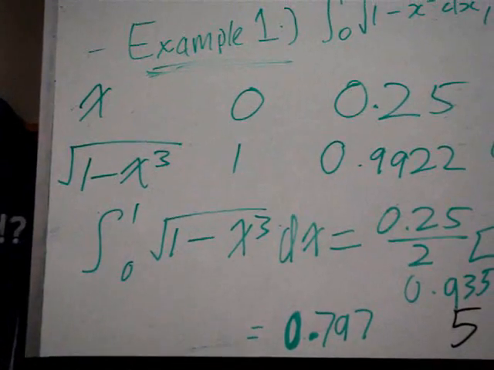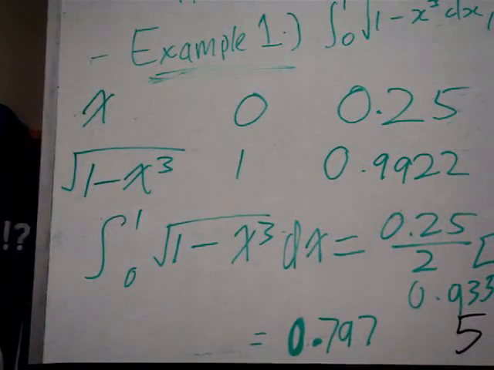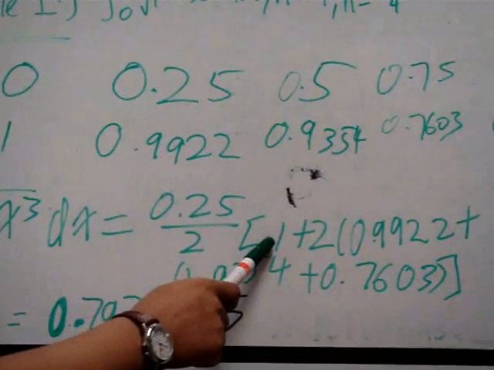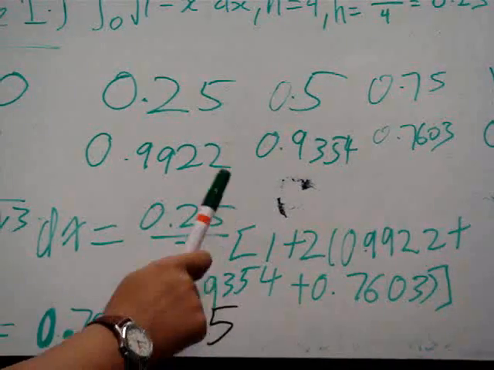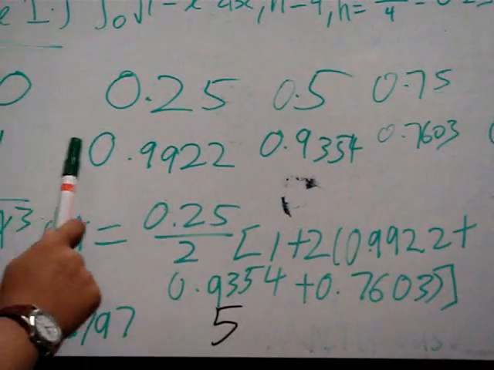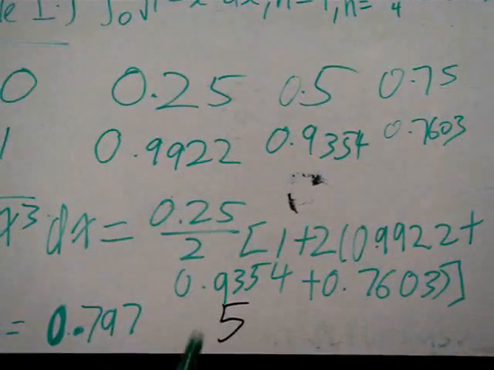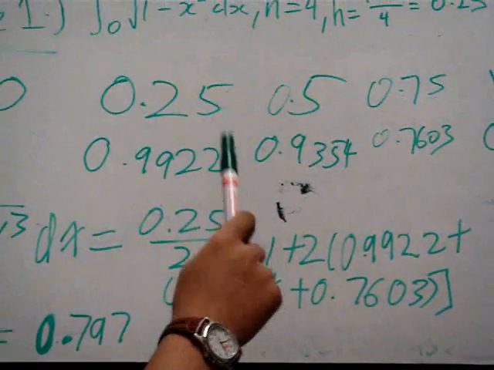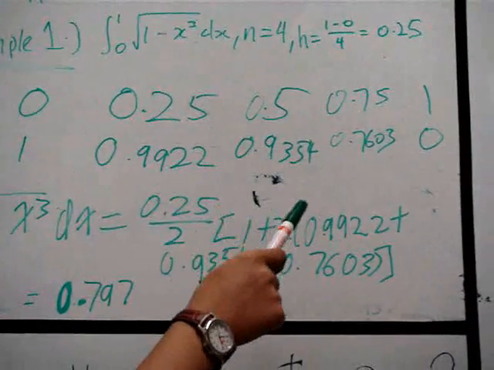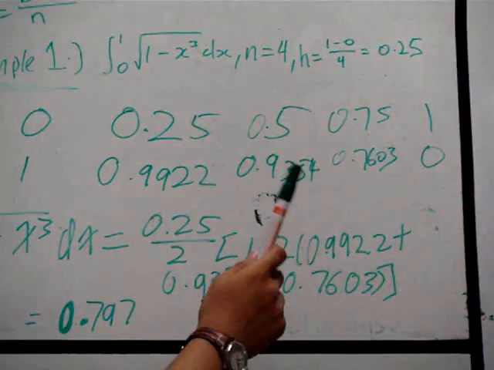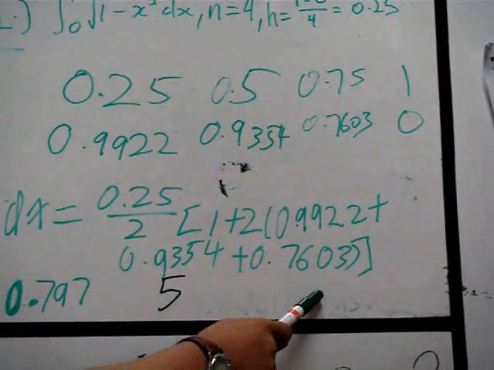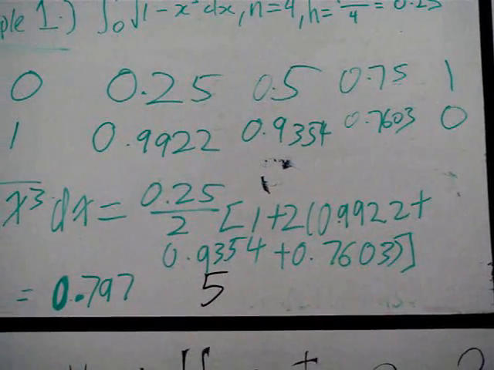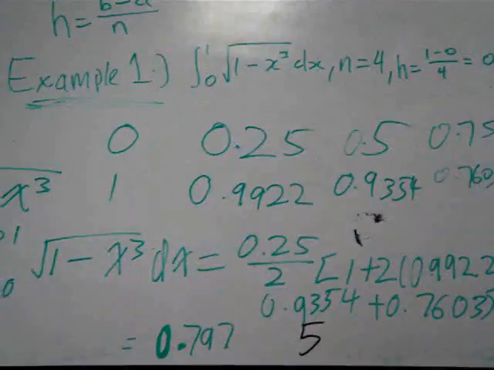We start solving the definite integral using the trapezoidal rule, which is h over 2, which is 0.25 over 2, times y0 plus yn, where y0 is 1 and yn is 0, plus 2 times y1 to yn minus 1, which in this case is y1 plus y2 plus y3. From there, we use this formula, and we get 0.797, which is the answer.